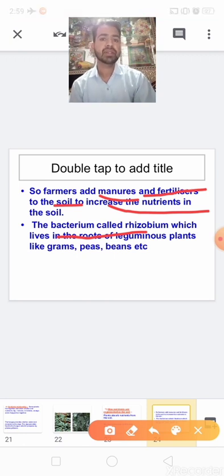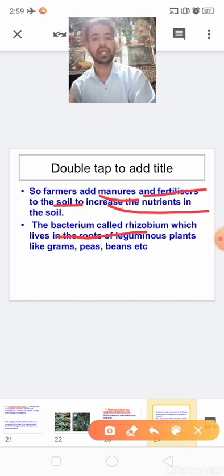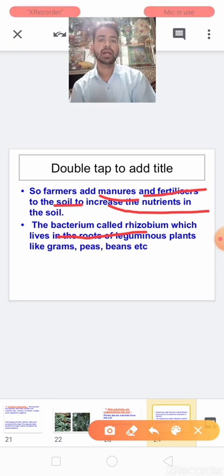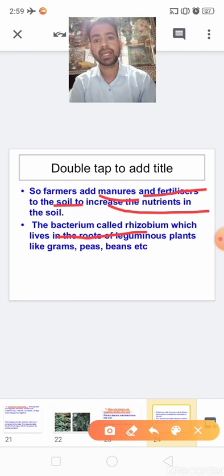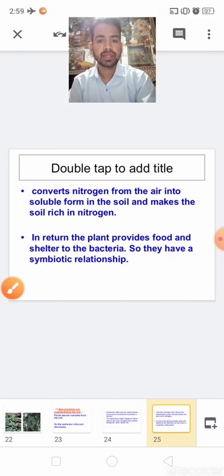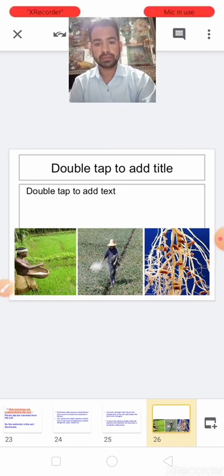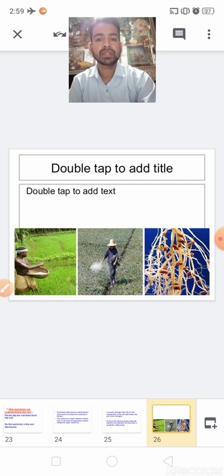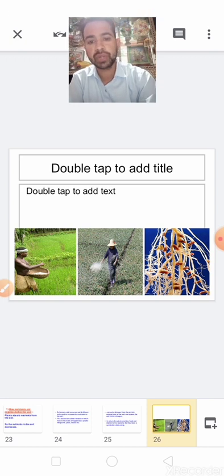Okay, the second one is man-made. The farmer directly adds chemicals, that is fertilizer, to the soil, and in this way the capacity and capability of the soil will be increased and the plant can easily grow there. Okay, clear about that? Here you can see some pictures. In the pictures, the farmers are adding the fertilizers directly to the soil. Okay, clear?